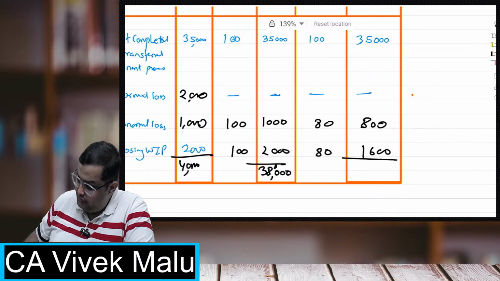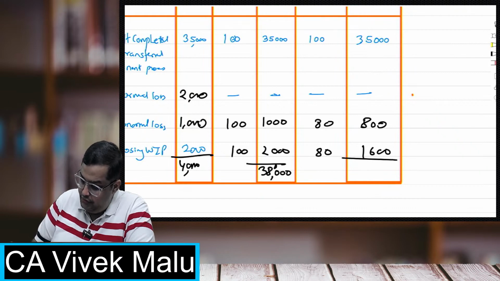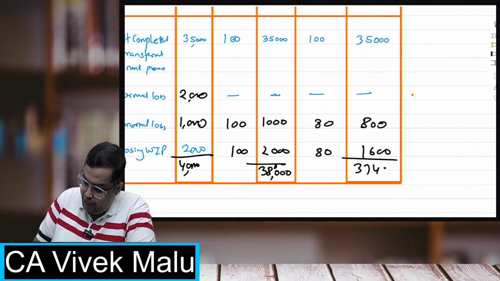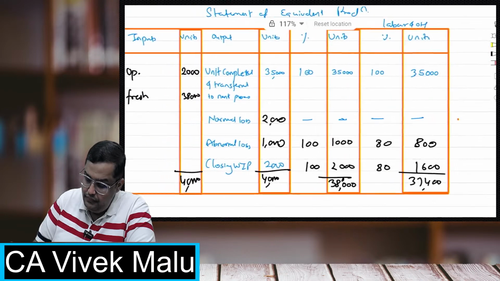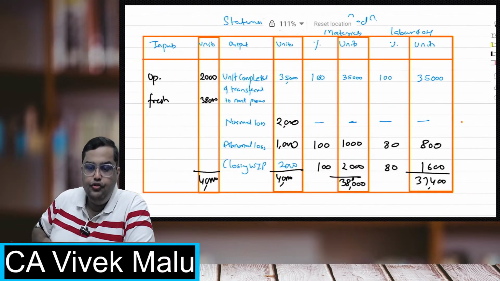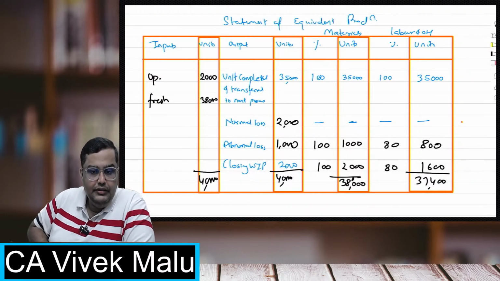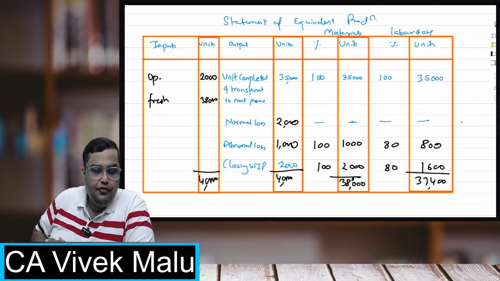35,000 plus 2,400. So there is 37,400 units. Have you all understood, students, how we have to make the statement?